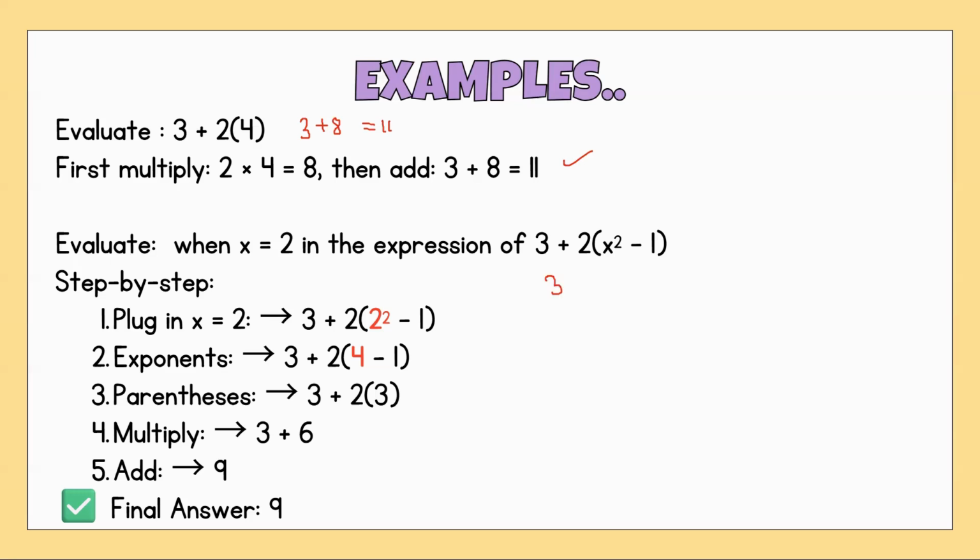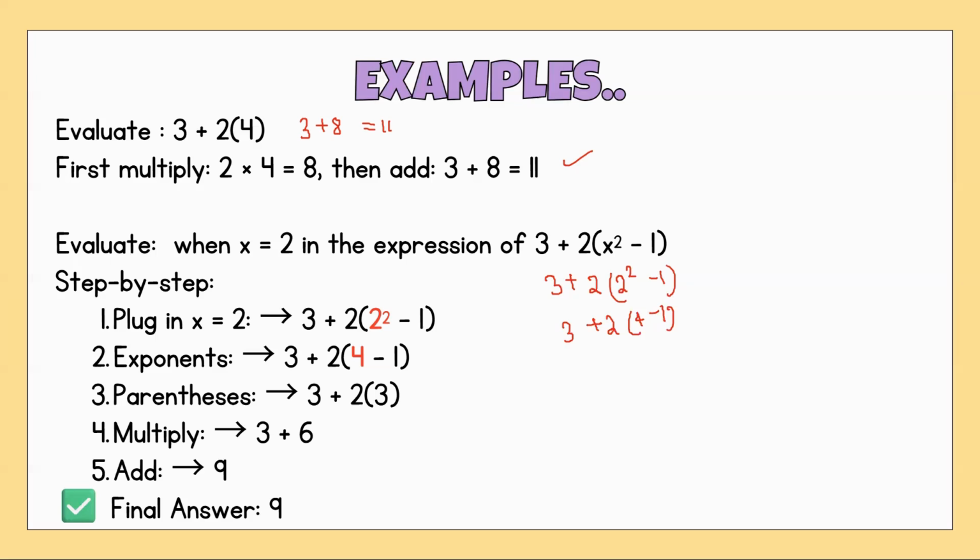3 plus 2, x, x is equal to 2. So 2 squared minus 1. So a big thing of the expression is already solved because we know the value of x. Now it's just all easy stuff. So now we solve the brackets, right? 3 plus 2, 2 squared is 4, minus 1. We solve the exponents now.